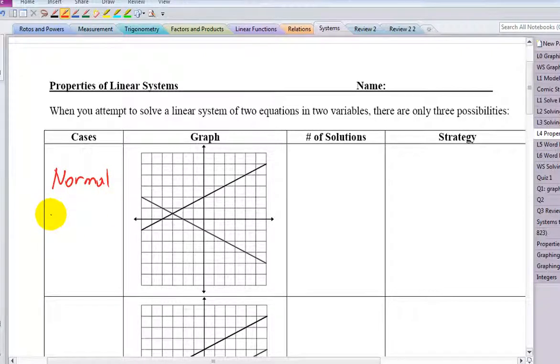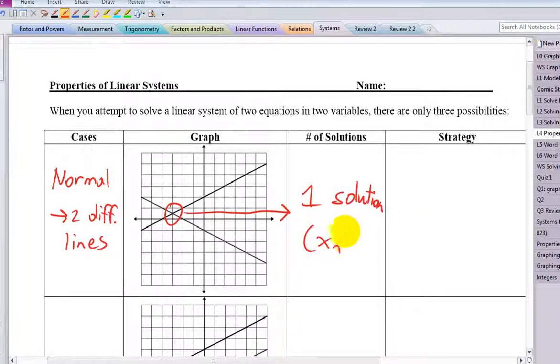With the normal case, you have two different lines, and so they're only going to cross once. All lines that only cross once have only one solution. And that's all we've had so far. We'll have an x value, a comma, and a y value, and we'll be smart enough to put it in brackets so you don't lose marks.